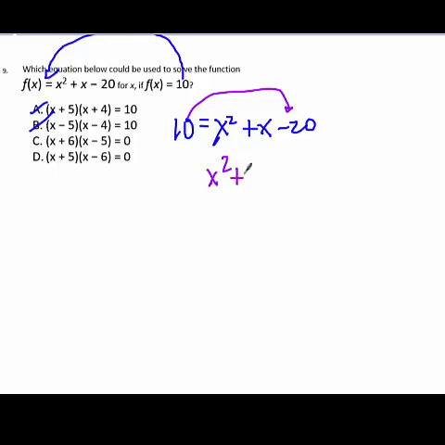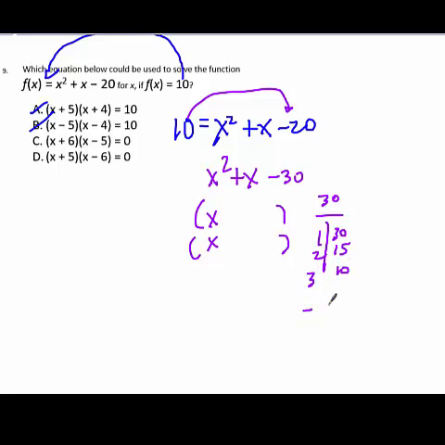Right, so this would be x squared plus x, and then minus 30, and now I know I'm factoring that. Factors of 30 that make 1: 1 and 30, 2 and 15, 3 and 10, 5 and 6, and there we go. We know we can use 5 and 6 to make a 1. Right, it's got to be positive, so this has to be positive, this has to be negative. So I've got x plus 6, x minus 5 equals 0, and our answer choice is C.